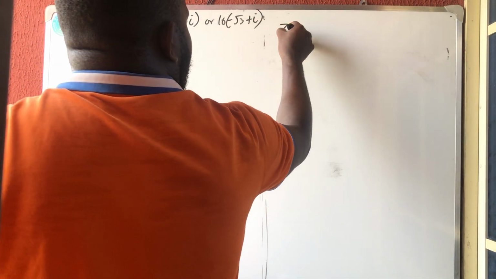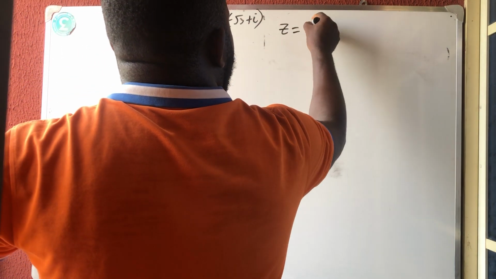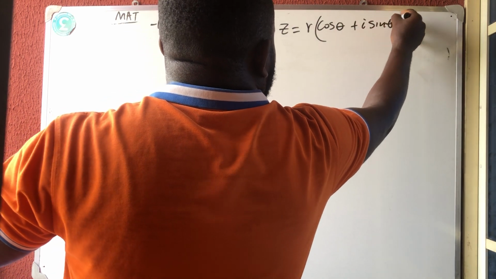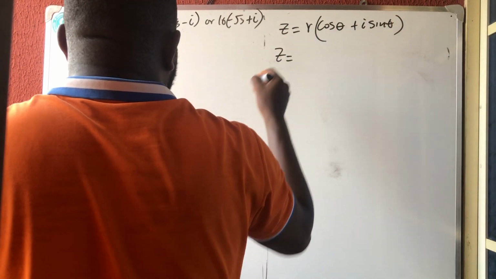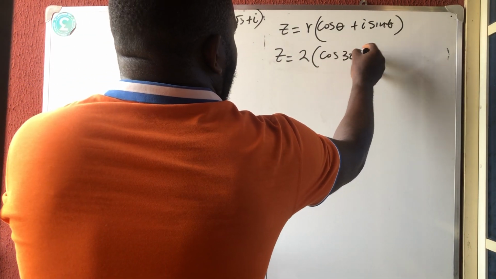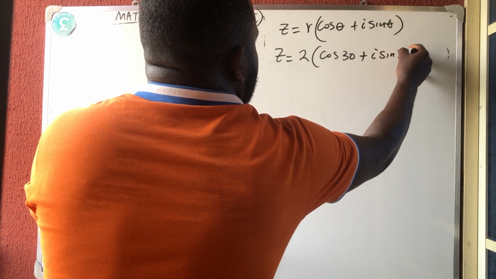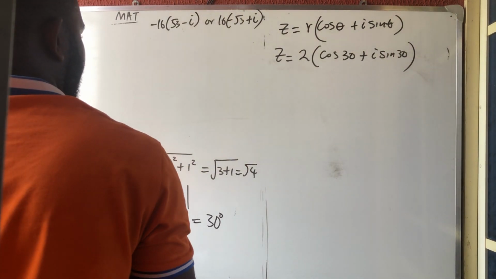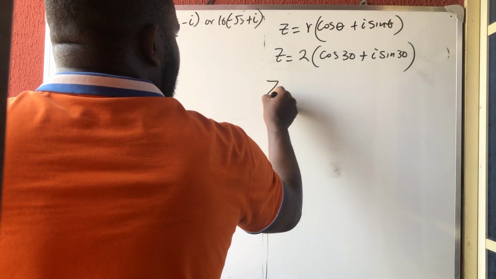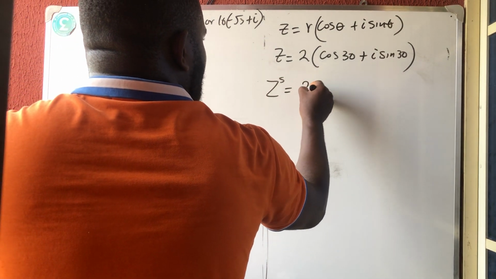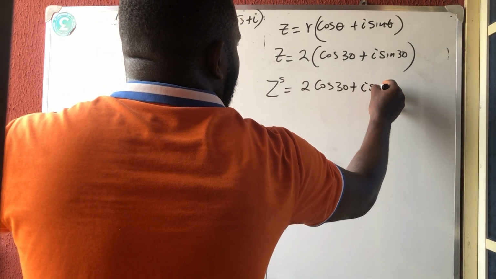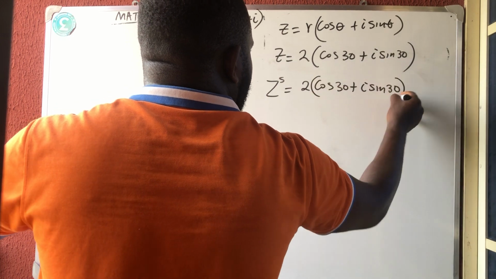So my z now is equal to what? R in bracket of cos theta plus I sin theta. This is the polar form. So my z is equal to, what is my r? 2 in bracket of what? Cos 30 plus I sin 30. Is it not? Now, what I'm looking for is z raised to power 5, because that thing is raised to power 5. So z raised to power 5 is simply 2 cos 30 plus I sin 30, like this.